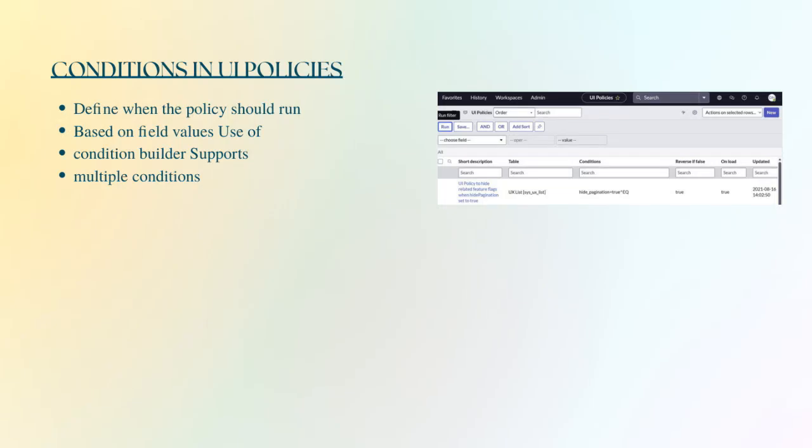Let's talk about defining when the policy should run. It's important to base this on specific field values so you can target exactly when your policy needs to activate. Using the condition builder makes this process straightforward, allowing you to set precise conditions without hassle. One of the great benefits here is that it supports multiple conditions, meaning you can combine several criteria to fine-tune your policy's triggers. This flexibility ensures your policies are both accurate and effective, aligning perfectly with your overall governance strategy.